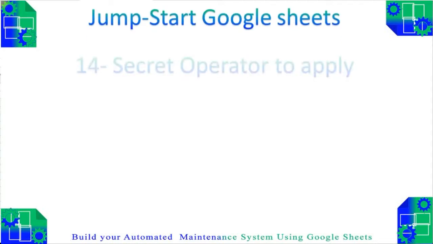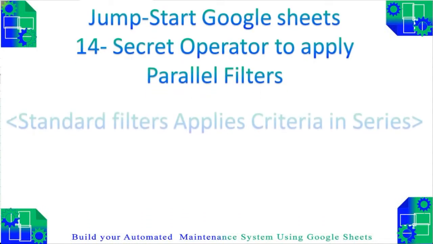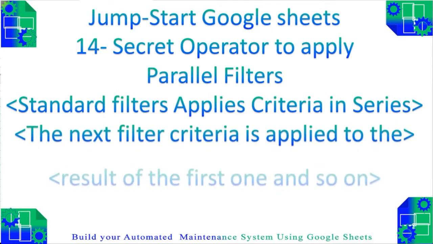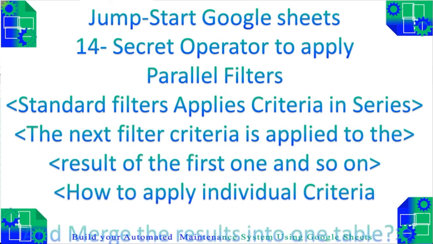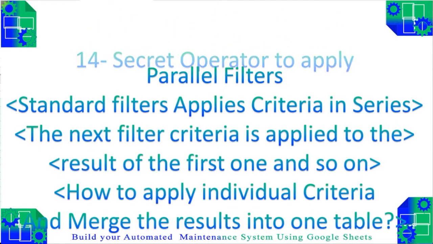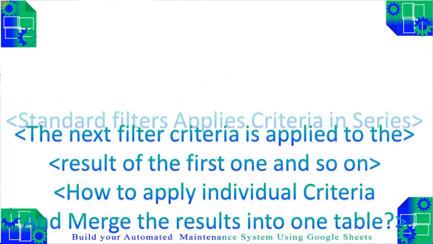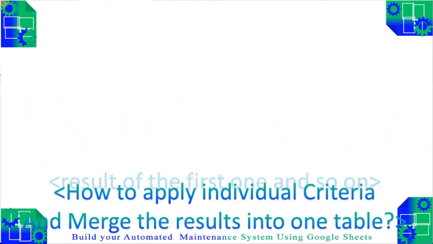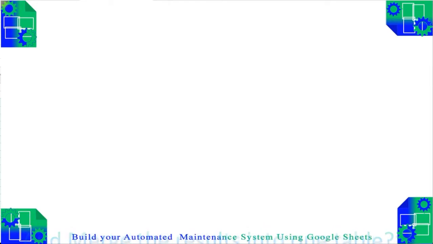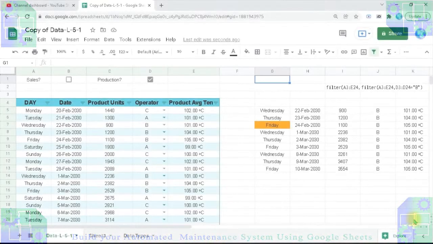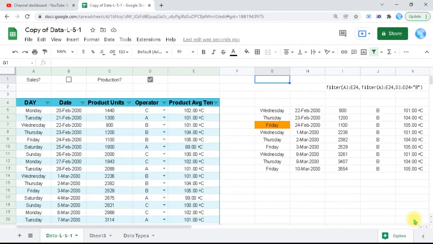Today we are going to see the secret operator that will enable us to make parallel selection for filter criteria, either from different columns or from the same column. So these two criteria will be applied together at the same time, not consecutive and not in series. They will be applied in parallel. What does this mean? We are going to see how it is normally applied and what is the secret operator.